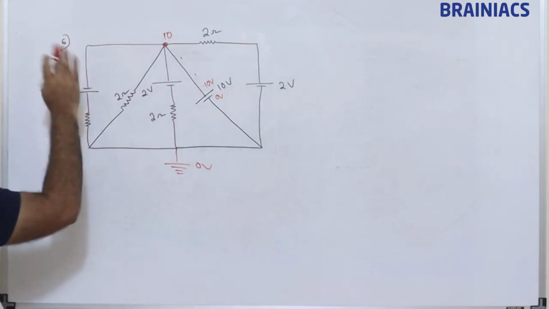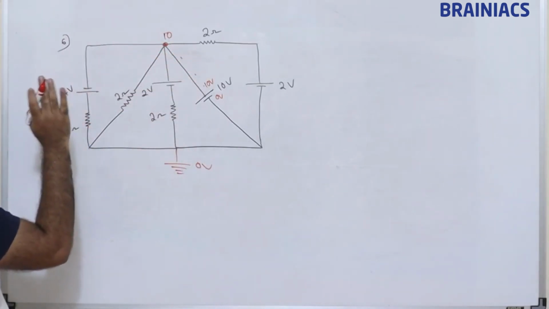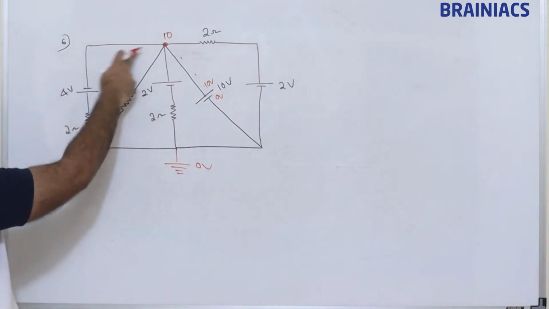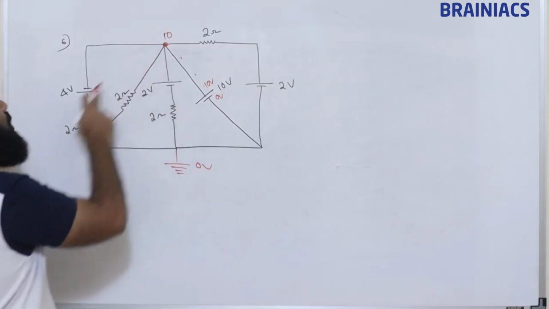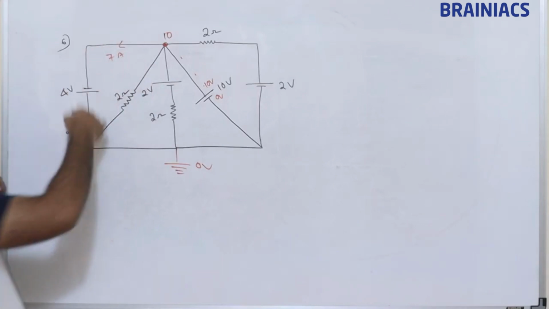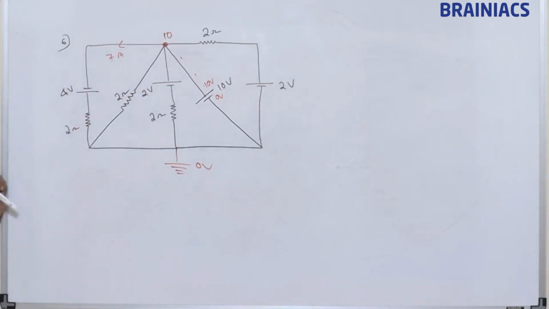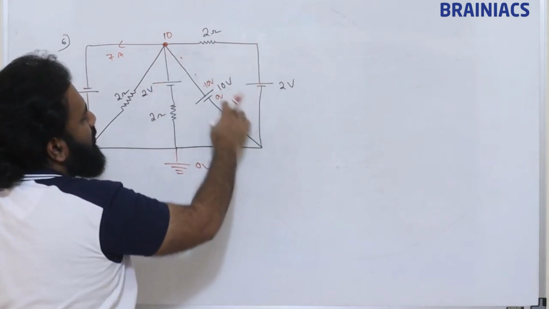So 10 plus 4, 14. 14 by 2, 7 ampere. So definitely the current through this is 7 ampere. So which is greater, 10 volt or minus 4? 10 is greater, so 7 ampere will be leaving from the node. Clear? Okay, so 10, this is positive, this is also positive, this is also positive.